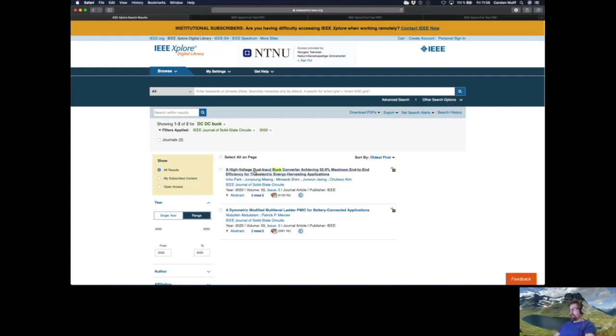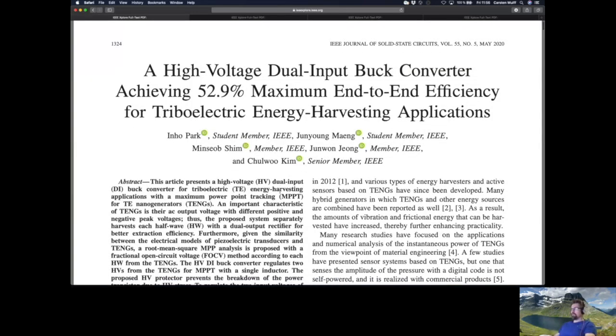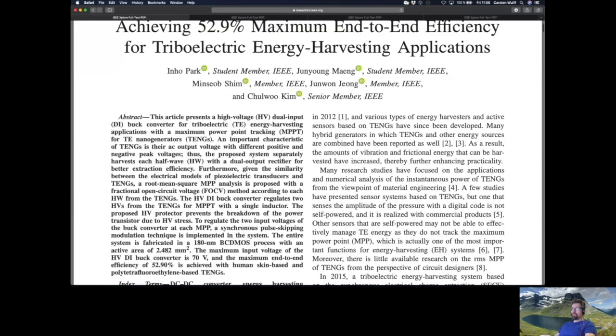So here we have a high voltage dual input buck converter achieving blah, blah, blah. So have a look. Let's have a look in here. Because I would expect that in the latest paper, there will not be too much extra information on how these types of systems work. So here, let's try and read the introduction.